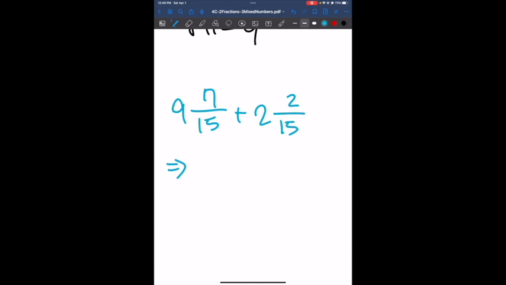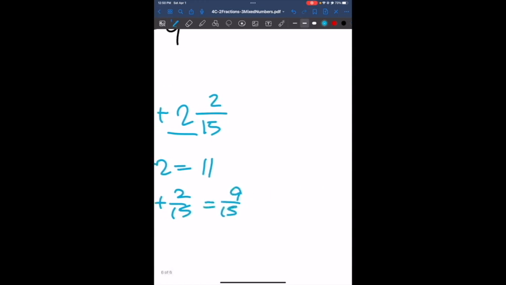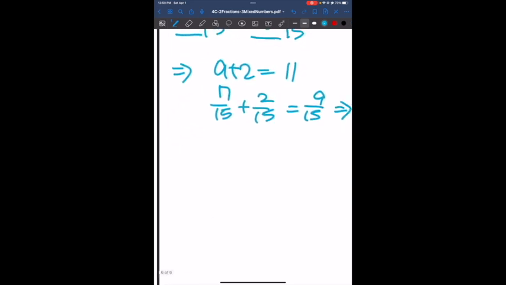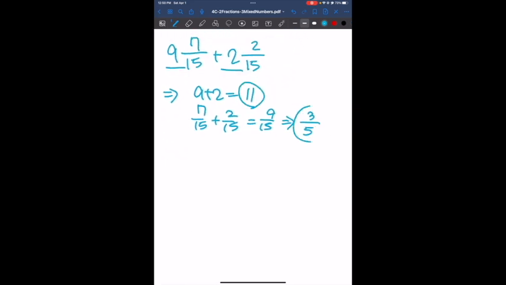Now again, we're going to think of the whole number separately. So 9 plus 2 is 11. And when we think about the fractions, it's 7 over 15 plus 2 over 15, which is 9 over 15. We can simplify this by dividing both the numerator and the denominator by 3. So we can simplify it into 3 over 5. And so we're going to combine 11 and 3 over 5. And we can write that out as 11 and 3 over 5.